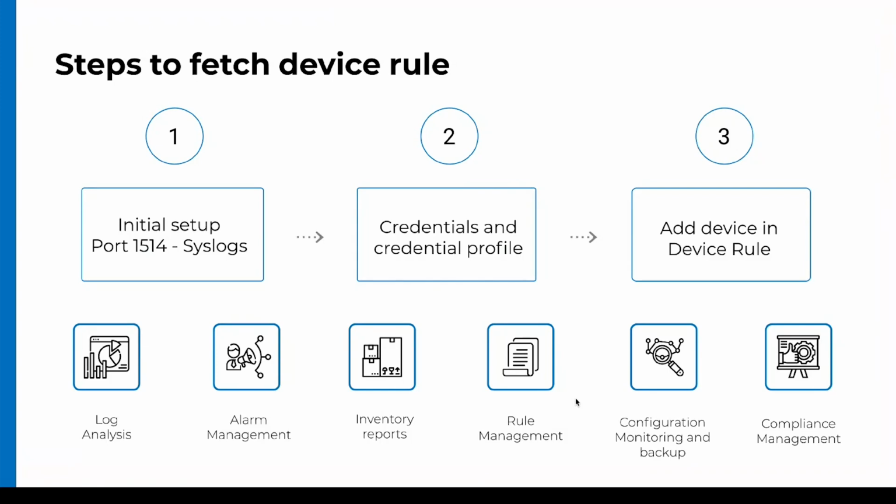Step 2 would be, once you receive the syslog from your firewall device and forward that to Firewall Analyzer, a credential profile can be set for the specific firewall device. Once this gets done, you get access to the inventory reports, that is the specific report for each of the firewall devices that is added to Firewall Analyzer.